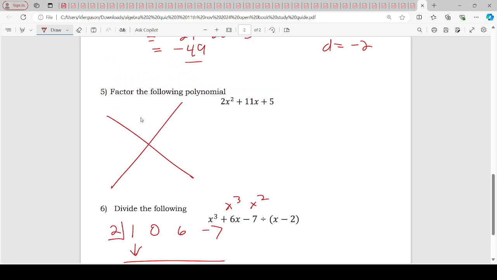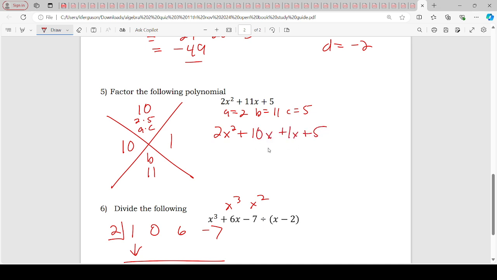Real quick for this one, you got your A times your C and your B. What's my A? 2. What's my B? And what's my C? So I'm going to have 2 times 5, that's 10. And then I'm going to have 11. What two numbers multiply to give me 10? But when I add them, I get 11. 10 and 1. So then now I do the next step. 2x squared plus. So instead of putting 11x, I put 10x plus 1x and then plus 5.